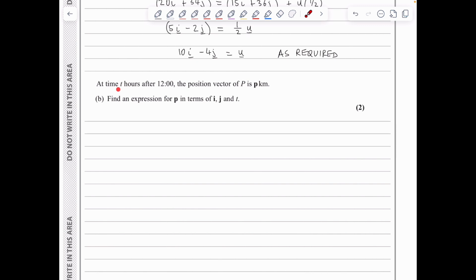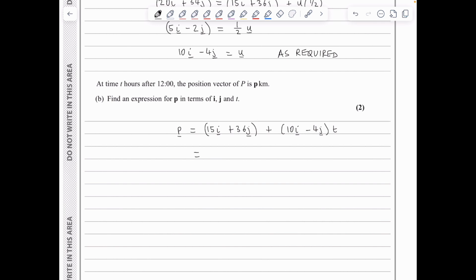Now at time t hours after 12 o'clock, the position vector of P is p, and we need to find an expression for p in terms of i, j, and t. So once more, the position vector of P will be the initial position vector of 15i plus 36j plus the velocity we just obtained of 10i minus 4j times t.